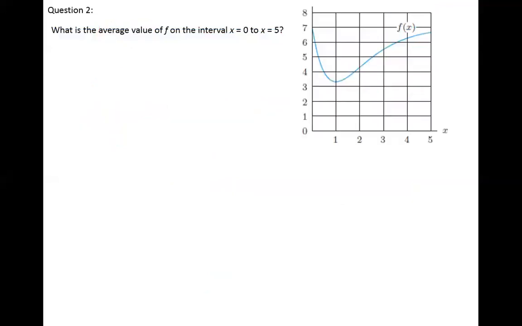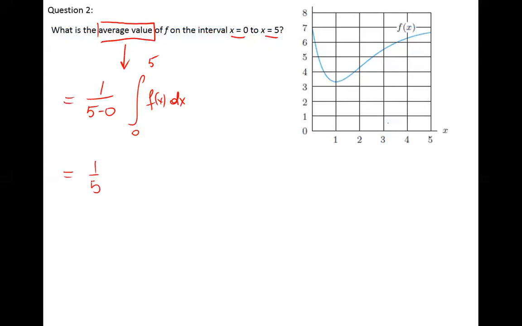Okay, let's try one more. Oh no, are we going to count? Shall we do this? This one has a curve, but it's the same thing. Let's just set up. Maybe you can start counting the area under the curve, and I will write for you the formula for the average value. 5 minus 0, of course, I'm taking these values, and the integral from 0 to 5 of the function f of x dx. This means the average value will be 1/5 times the area under the curve.